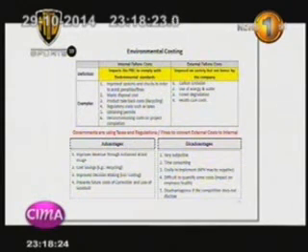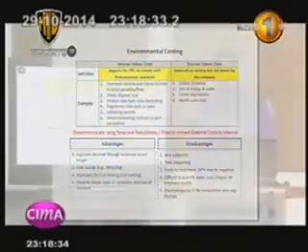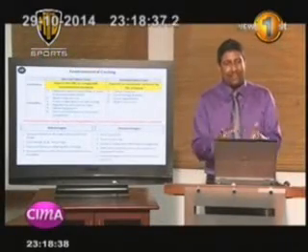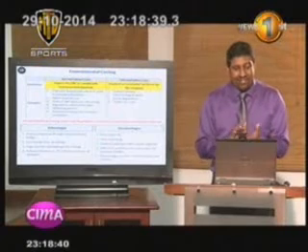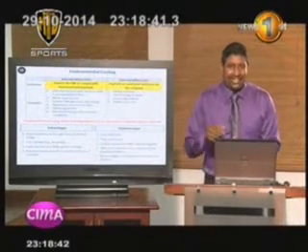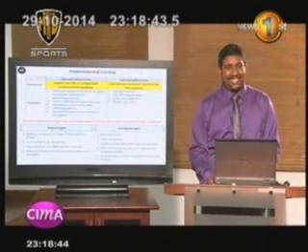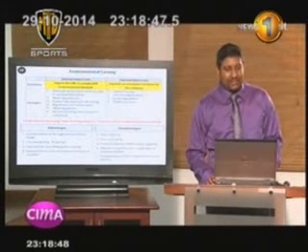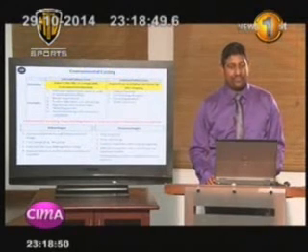Now what are the disadvantages? It is very time consuming, very subjective, and it is costly to implement also. And let's say the competitors, they are not implementing environmental costing. His costing is low, your costing is high, so that your pricing is also high. Then the customers might move to them.